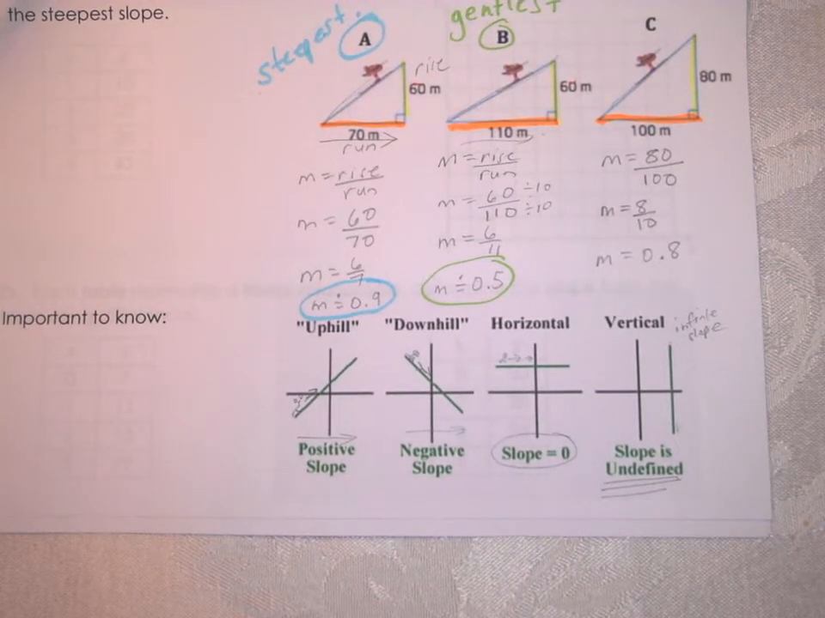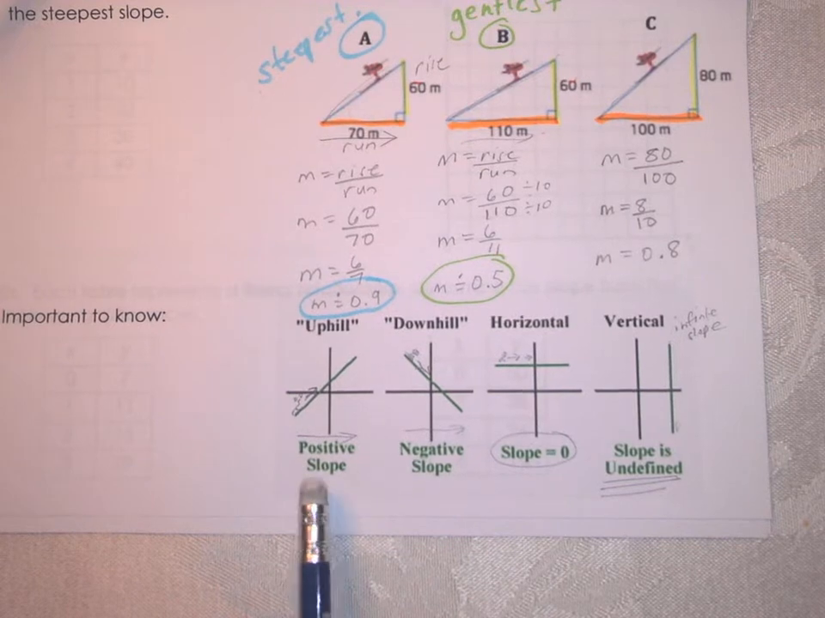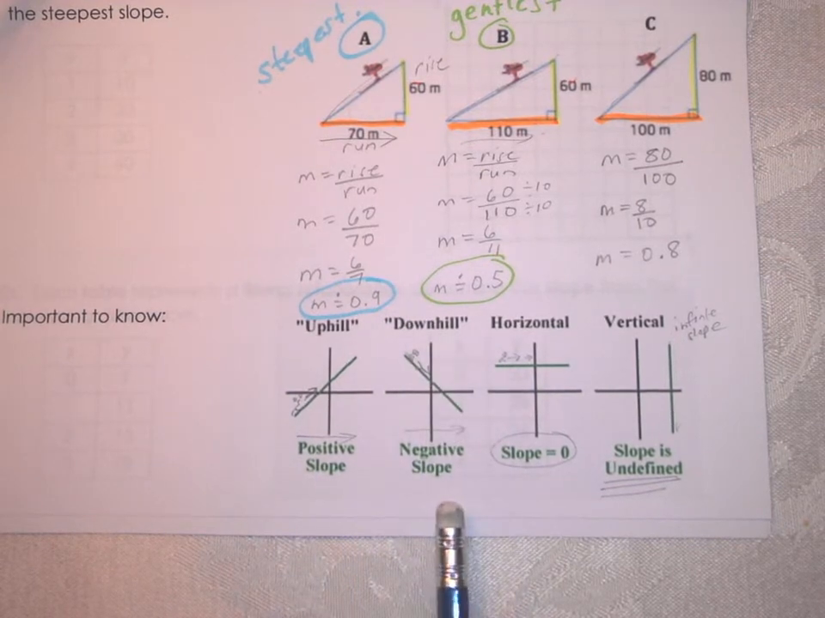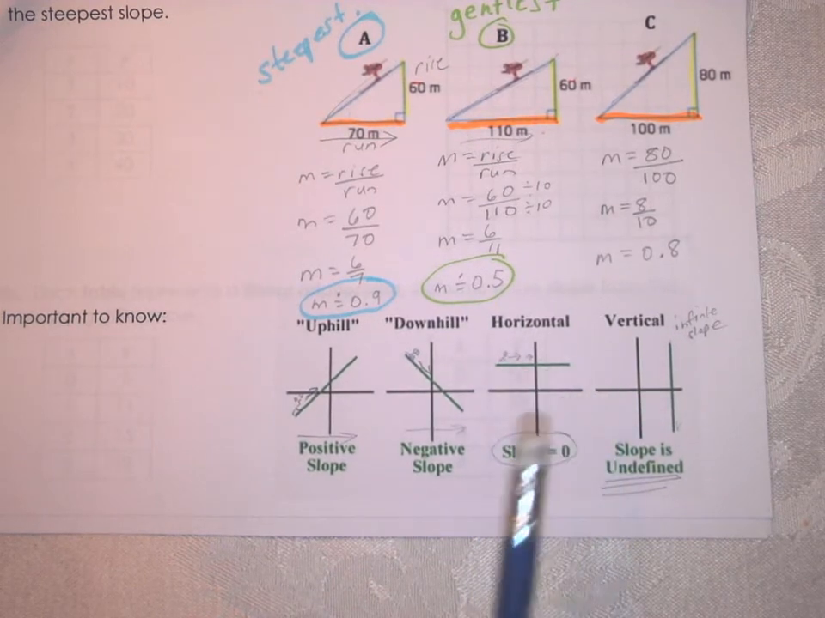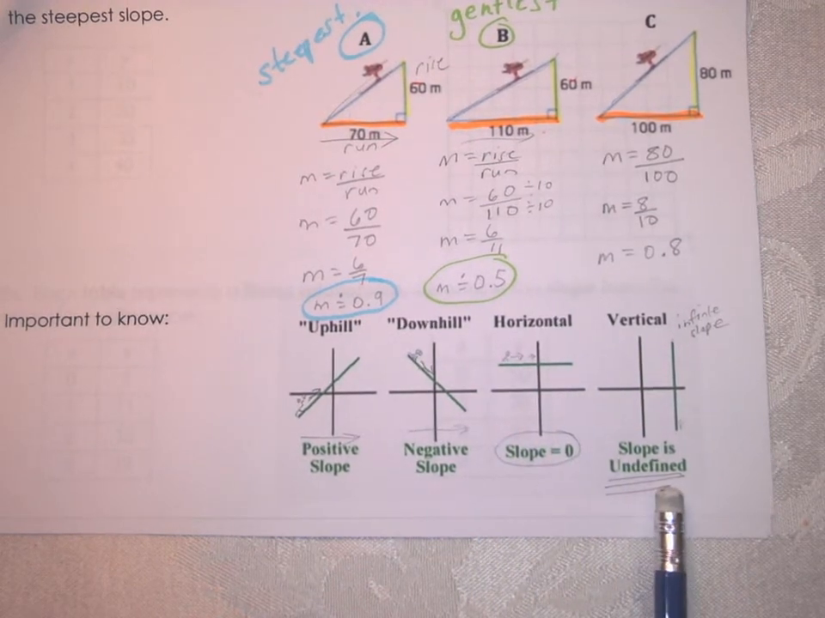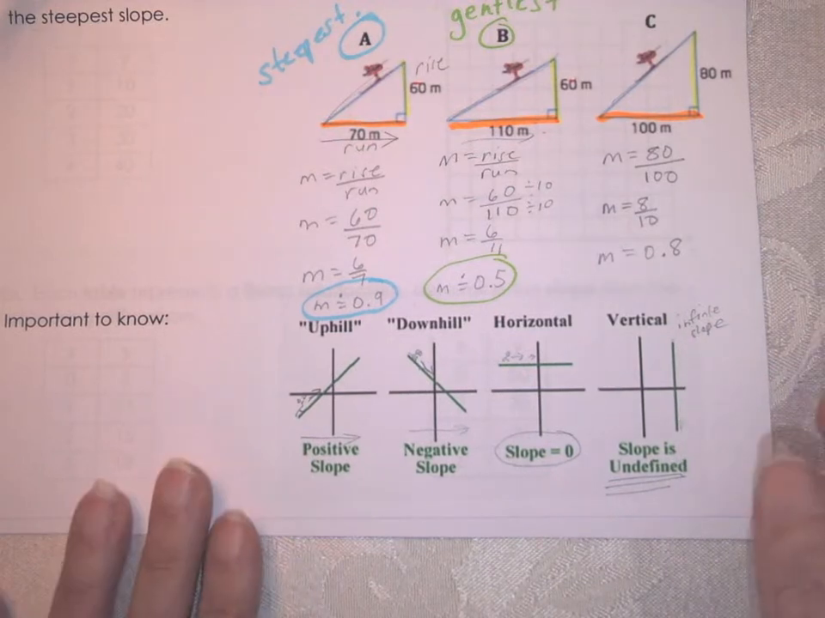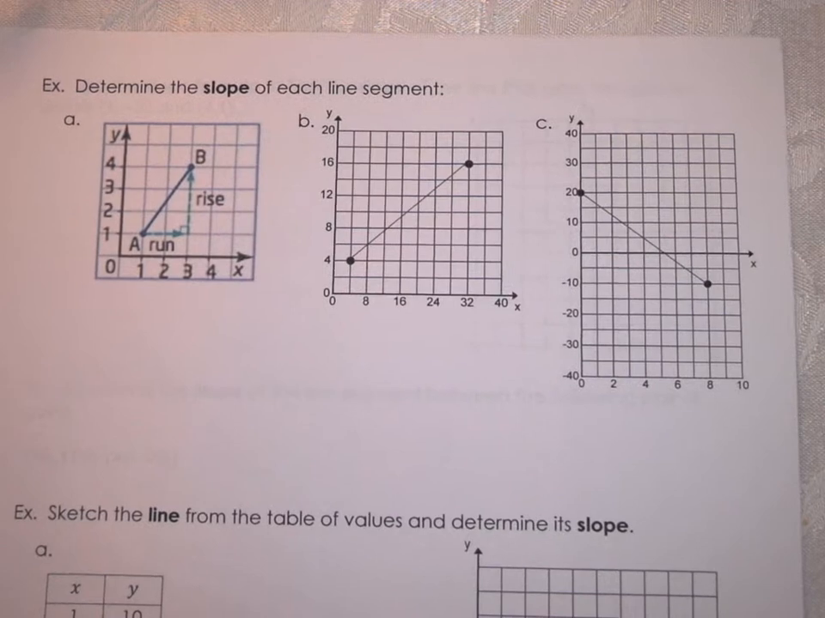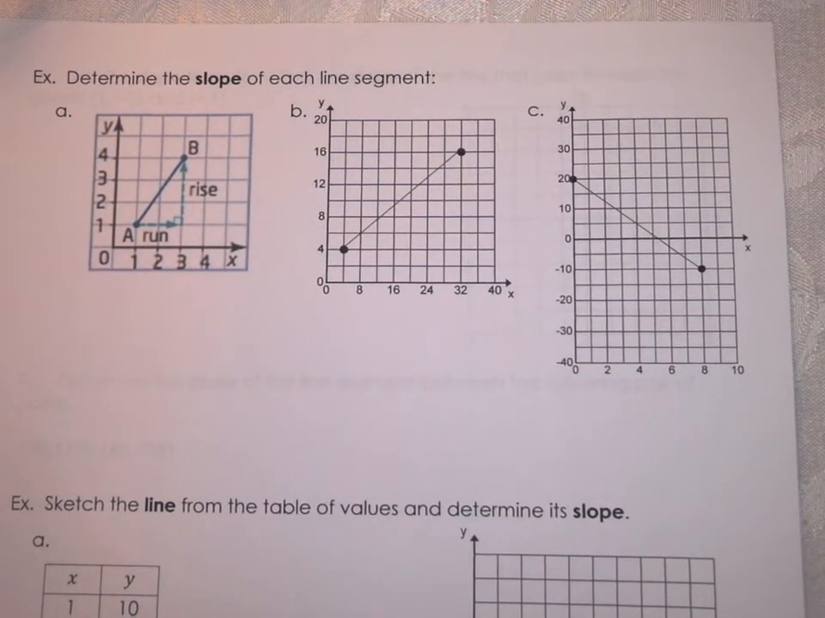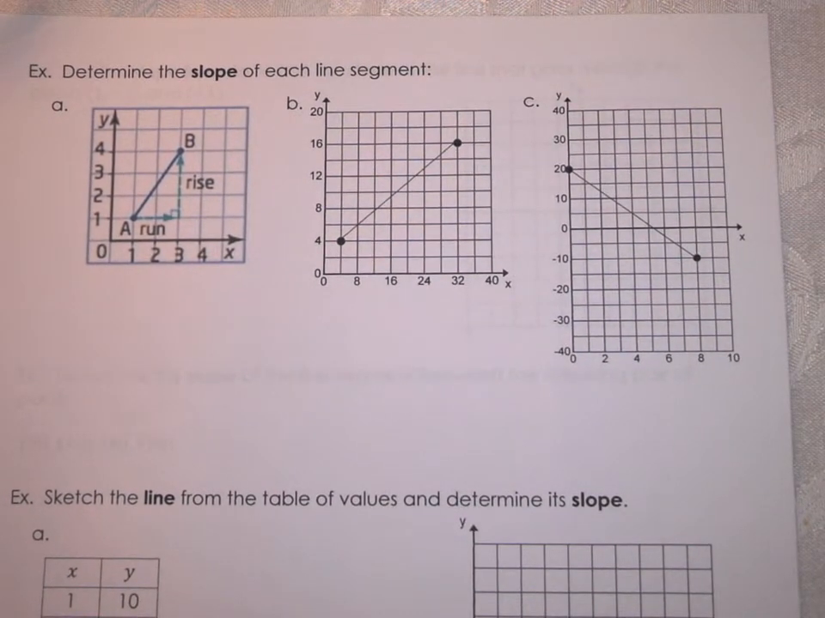Okay, so slope: you can have a positive slope if you're going uphill from left to right, a negative slope if you're going downhill or decreasing from left to right, a slope of 0 if it's flat, and a slope that's undefined if it's vertical. So we're going to determine the slope of each line segment using our formula.